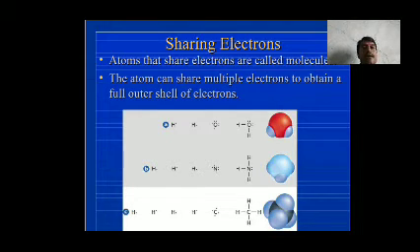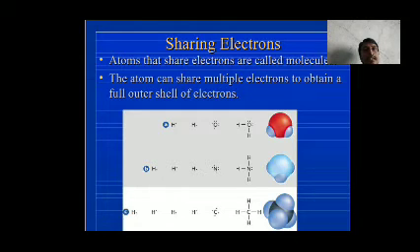In water, ammonia, and methane molecules, covalent bonds form between the central atom of oxygen, nitrogen, or carbon and hydrogen atoms. A water molecule has one oxygen atom and two hydrogen atoms. Ammonia has one nitrogen atom and three hydrogen atoms. Methane has one carbon atom and four hydrogen atoms.